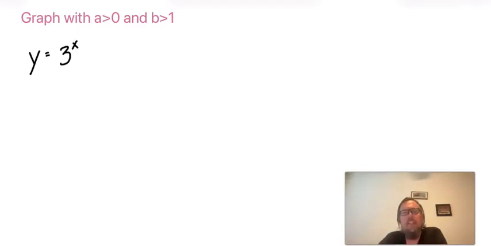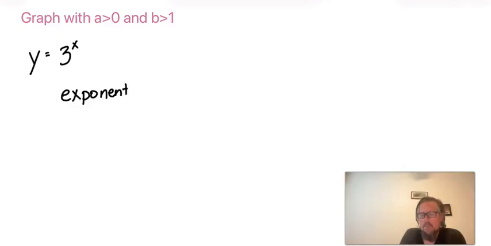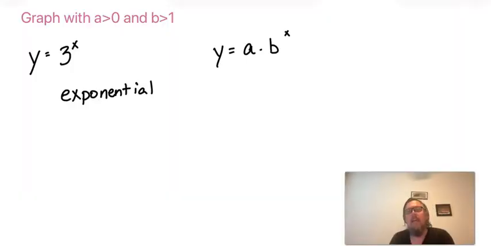The function that we're looking at here is read as y equals 3 to the x power, and it's called an exponential function. An exponential function is written in the form y equals a times b to the x power. And there are two rules that an exponential function has to follow in order to be considered an exponential function. Rule number one is a cannot be 0. And rule number two is that b cannot be 1.